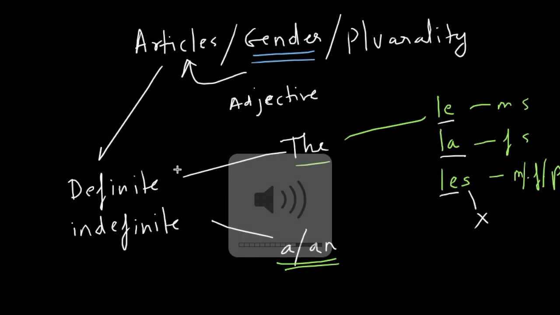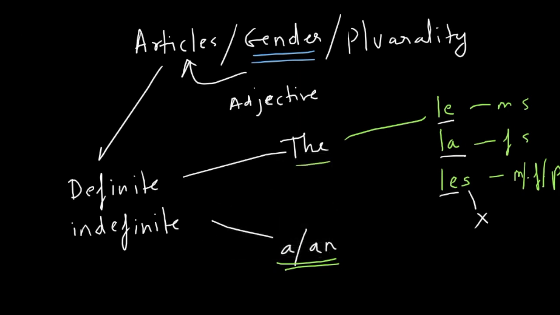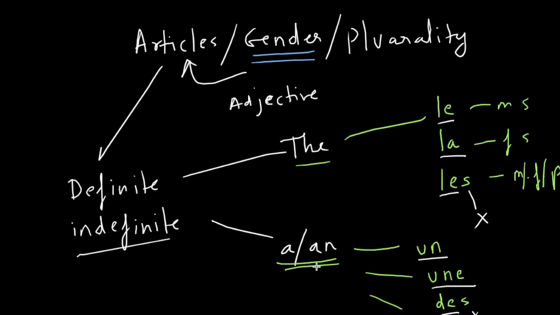Okay. And the indefinite article in French: un, une, des. Un, une, des. So you don't pronounce the S. That's the indefinite article, which is the equivalent of a and an in English. Un, une, des. Now this is masculine singular, feminine singular, and masculine and feminine plural.